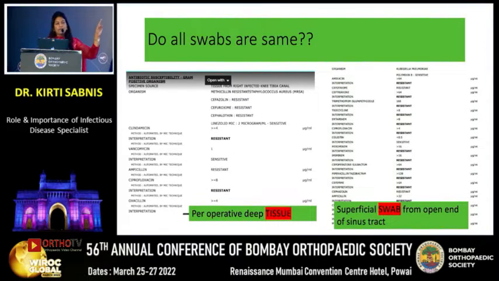Because as you see, the actually correct organism was Staph aureus, and what we got is pan-resistant Klebsiella from the outside superficial sinus tract.